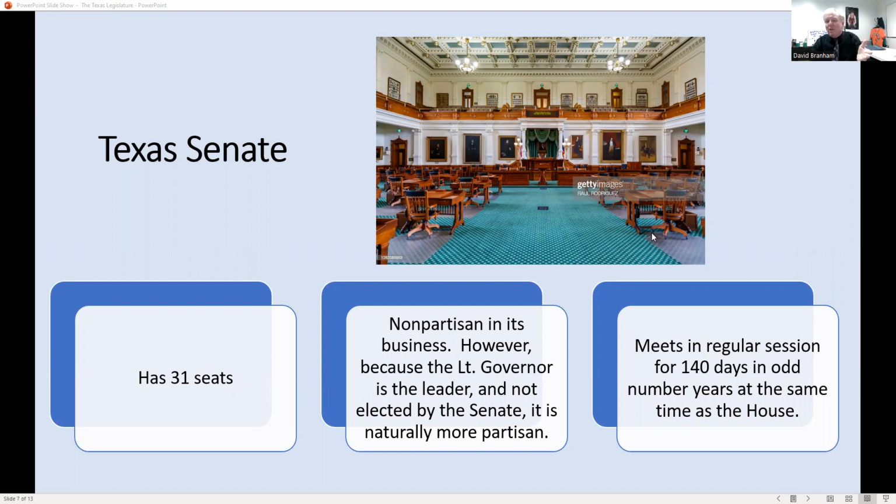It meets every 140 days in the odd number of years, just like the Texas House. If you want to go to the Texas House from the Texas Senate, just walk a few steps and you're there, right next door. So they're right next to each other. They're in session at the same time, business going on at the same time.